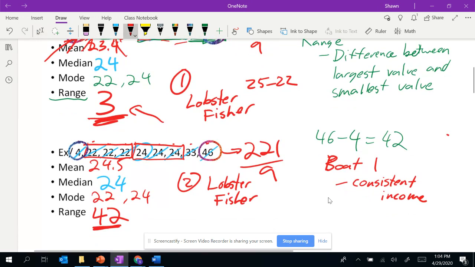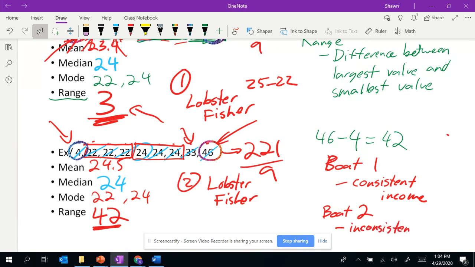However, in boat number 2, some days they may make a lot of money, like this day right here, 46, making almost twice as much as a normal day of fishing for them. Even this day right here, they're making a very good wage. But some days they're making a very bad wage. They only got 4 lobsters on this one. So if that meant income, that would be a very inconsistent income.